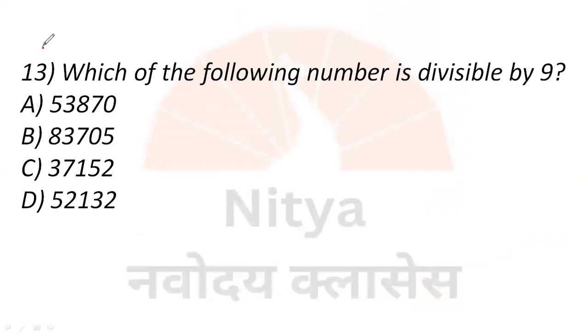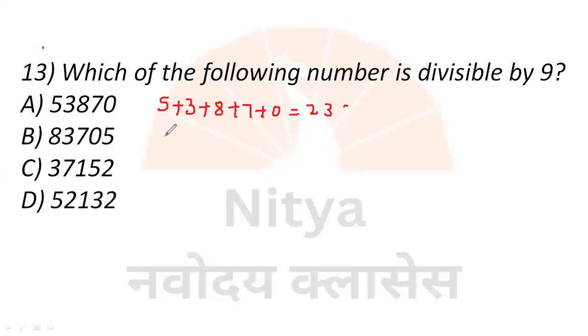13. Which of the following numbers is divisible by 9? So we have to check out the options. We have to add these digits: 5 plus 3 plus 8 plus 7 plus 0. When we add, we get 23. And 23 is not divisible by 9.